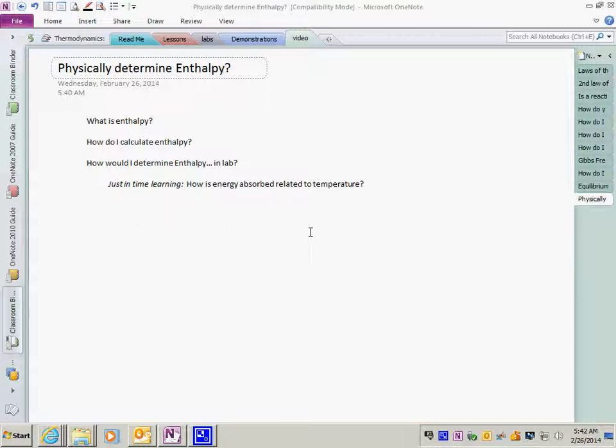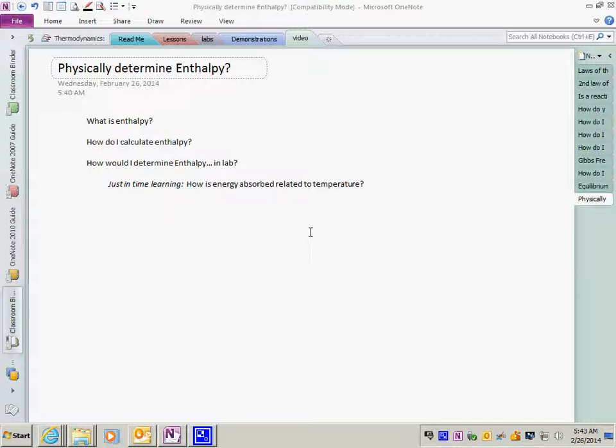So a couple things we'll cover here: what is enthalpy again? We had a video on that already, but we'll review what that is. How do I calculate it? I'll just quickly refresh your memory on how to calculate enthalpy. And this video mostly determines how I would get the enthalpy if I were to physically do this in lab. How would I physically do this?